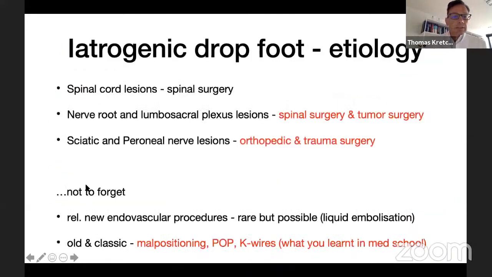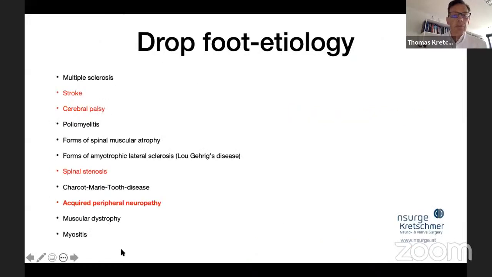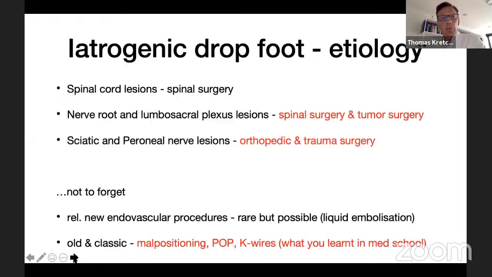Excuse me, that was one too fast. If we only talk about foot drop, there are a lot of possibilities for etiology. So, of course, we are mainly talking about nerve, so we're focusing on acquired peripheral neuropathy. But if, and Deborah alluded to that, we think more in the direction of function, there's a lot more work that could be done by nerve surgeons and neurosurgeons. We already talked about spinal stenosis, but there's also the case for stroke and cerebral palsy.